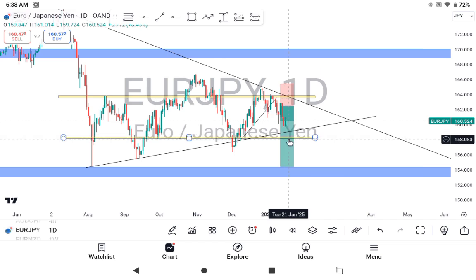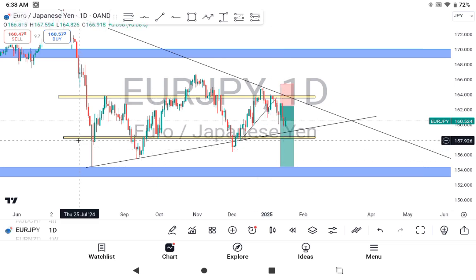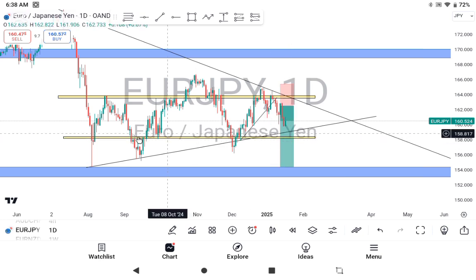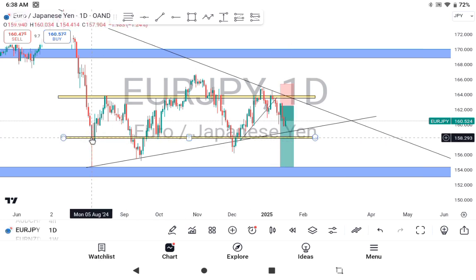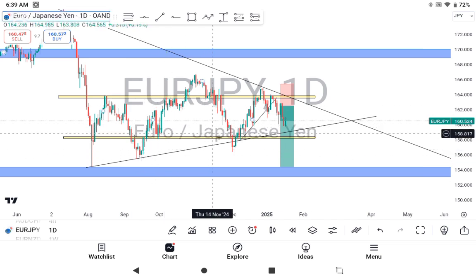we should see Euro JPY pushing to this key level of support right here. This minor level of support is holding price from breaking lower. As you can see, it came here in the past. Price gets here with a full body candle. But before the market closed that day, the buyers pushed up the price, and price came again, attempted again, and ever since then it has been ranging. Price is currently trading right here.